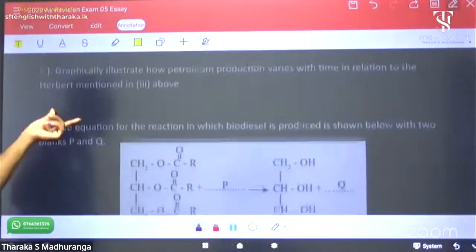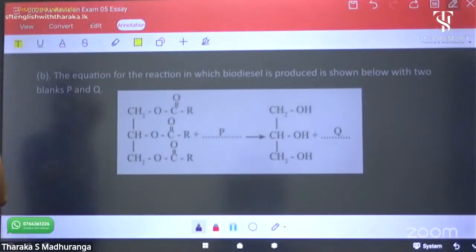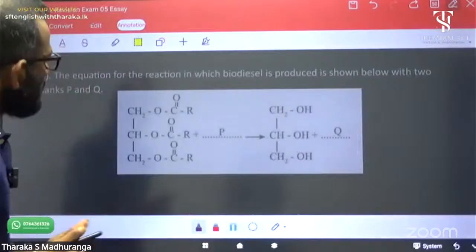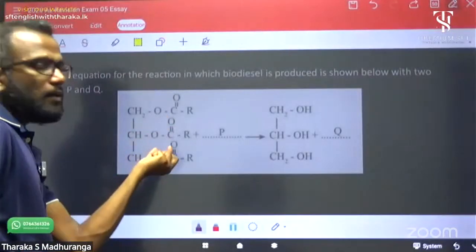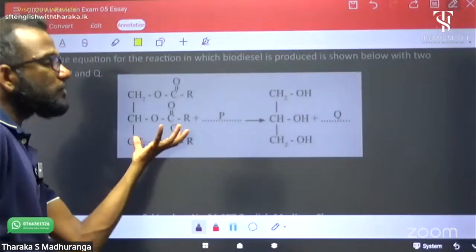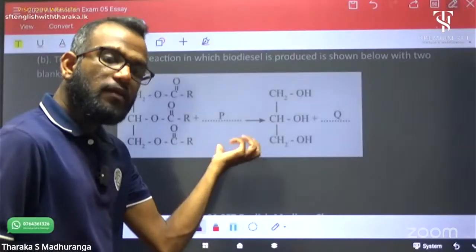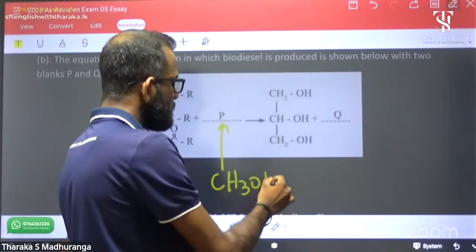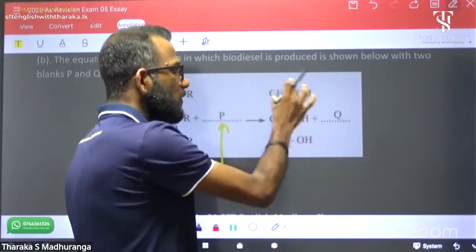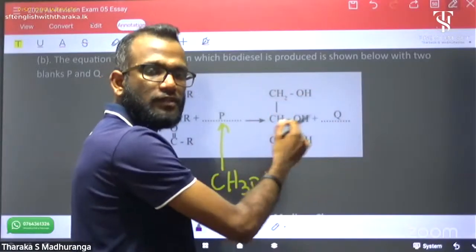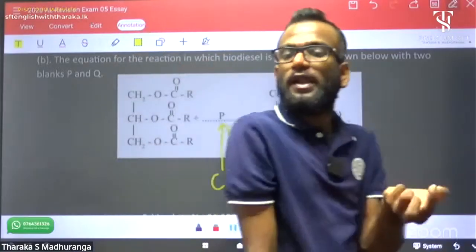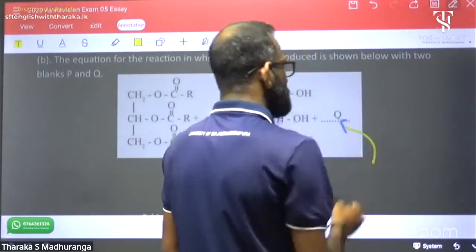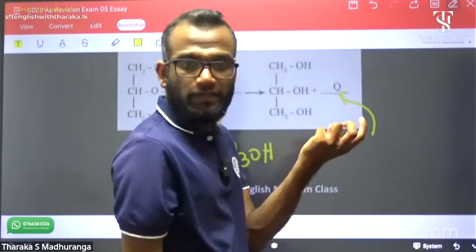Okay, come to part B. The equation for the reaction in which biodiesel is produced is shown below with two blanks P and Q. Now you already know this is the structure of triglyceride. Triglyceride reacts with P, meaning methanol, CH3OH. This is glycerol, CH2OH, CHOH, CH2OH. That's the main byproduct in biodiesel production. Soap production also has glycerol as a byproduct, right? Okay, then what is Q? Q means biodiesel. That's the product.